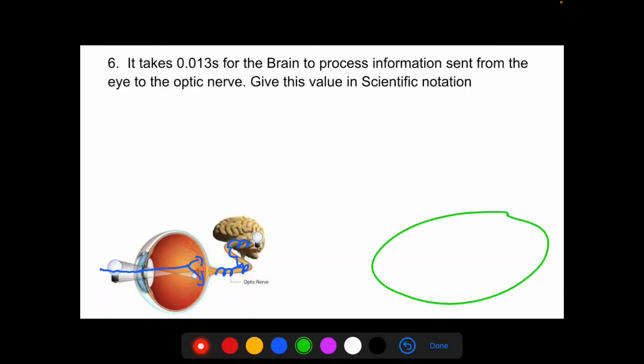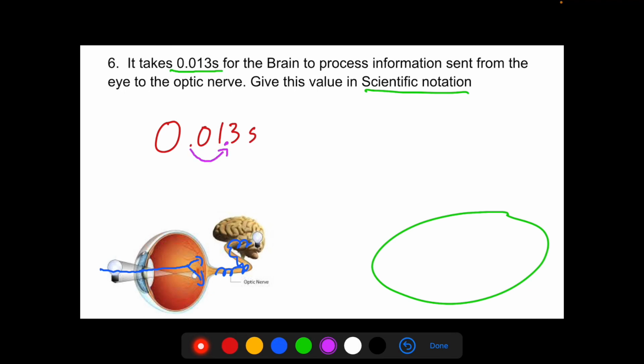What are we being asked for? We're being asked to convert 0.013, so tenths, hundredths. We are being asked to convert this number into scientific notation. Okay, all we have to do is write what we're given, 0.013 seconds. The decimal place is between those two zeros, but that's not what we want. We want it right here between the 1 and the 3.